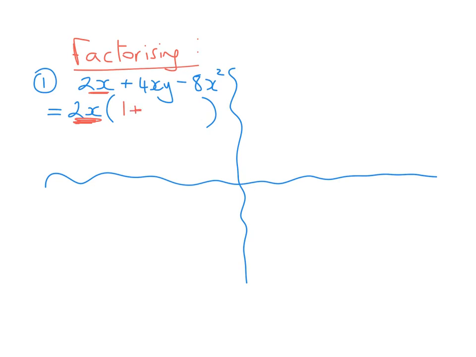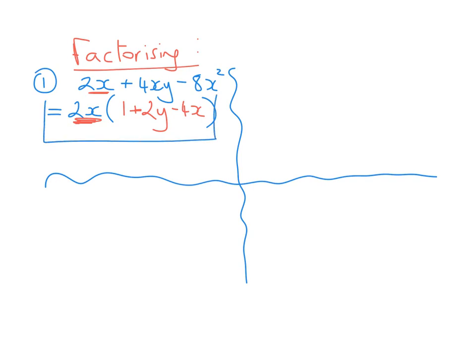Then we say 2x multiplied by what gives me 4xy. So 2 by 2 gives me 4, and x by y gives me xy. And finally, what do I multiply 2x by to get minus 8x squared? So again, 2 by what gives me minus 8? It's going to be minus 4. And x by what gives me x squared? It's going to be x. So that would be your answer for that first question.